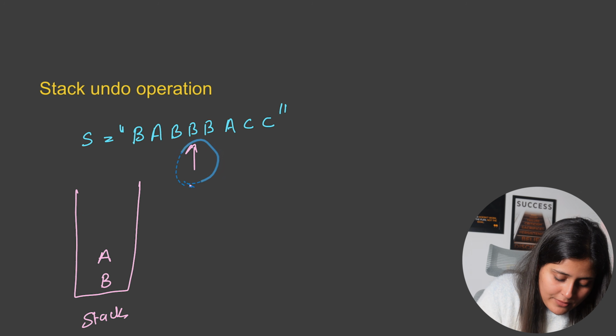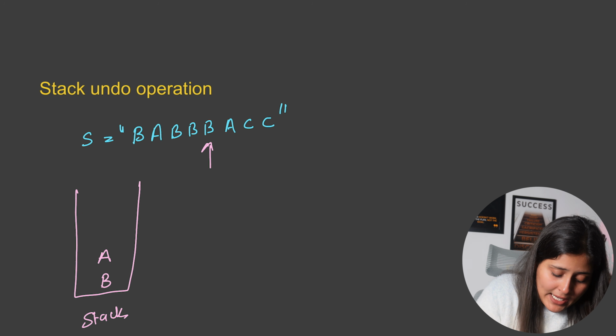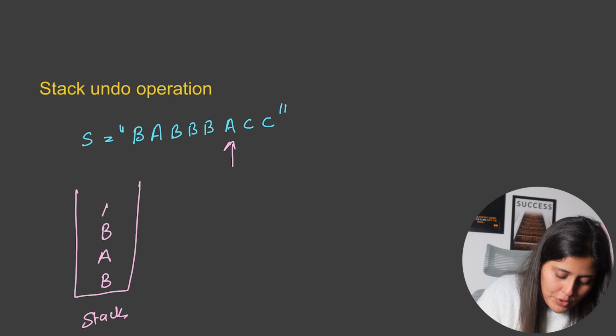Next time this pointer will point to the next B, and now you will see that yes, this B does not match A, so this B again will be pushed back in the stack. Now next time you will encounter A, and again this A will not match with B, so this A also you will push back in the stack.